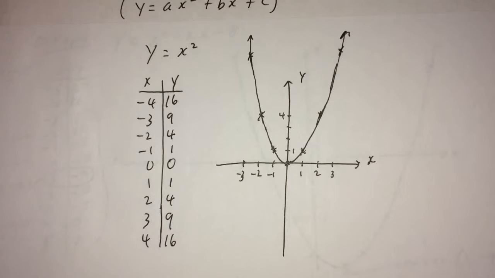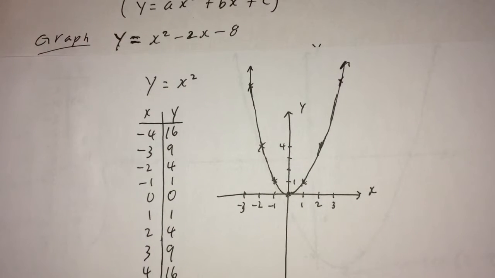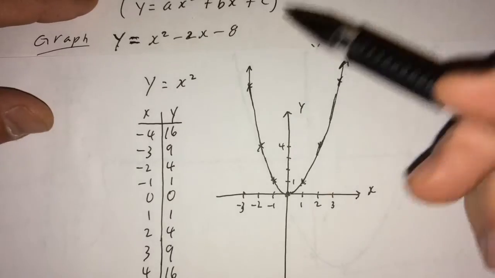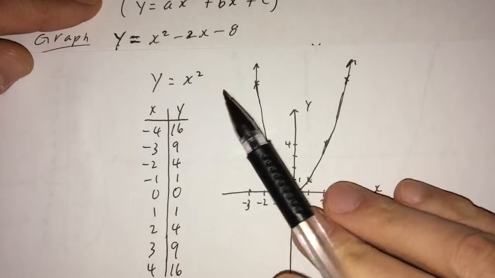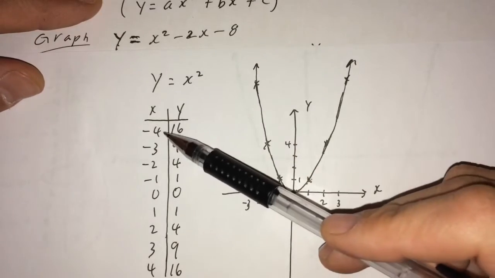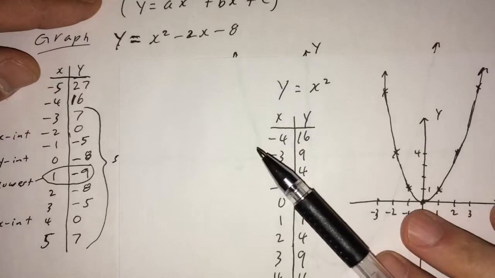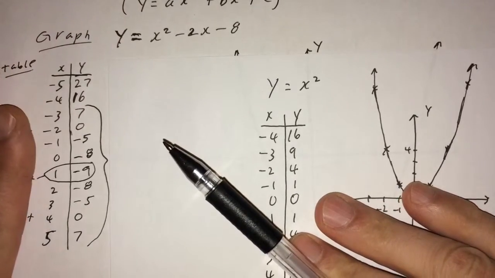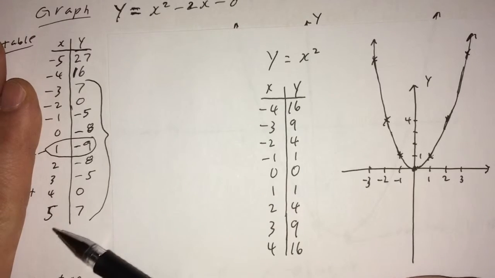Now, let's take a look at this quadratic relation here. y equals x squared minus 2x minus 8. If you do a table of values for it, just by subbing in numbers, so I did a bigger variation of table of values than this one. Okay, if you do a table of values for this, then you get this table of values. I went from -5 to 5 just to see what would happen.